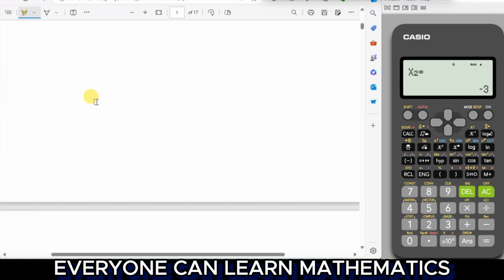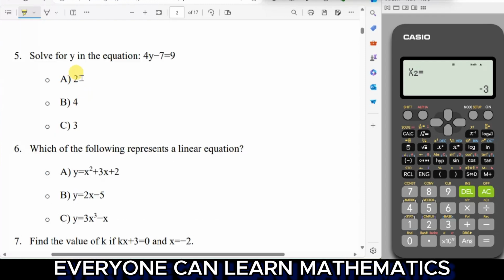Now question number 5. Solve for y in the equation 4y minus 7 equal to 9. So we are solving for this. You have to group like terms. Pick the 7 across the equal sign. Here it's negative, and once coming to the right hand side, it becomes positive. So you have 9 plus 7, which will give you 16. Now you divide through by 4. So 16 divided by 4 will give you 4. So our correct answer is what? B. Yes, but you can use a calculator to confirm as well.